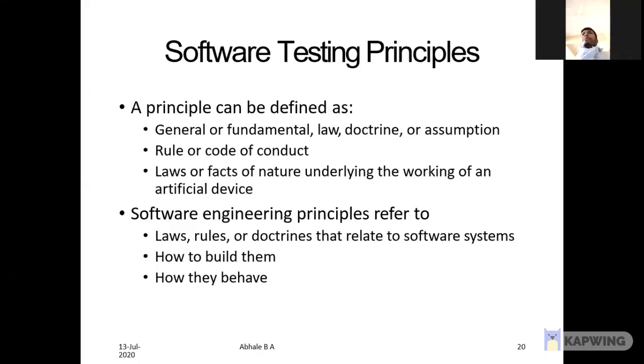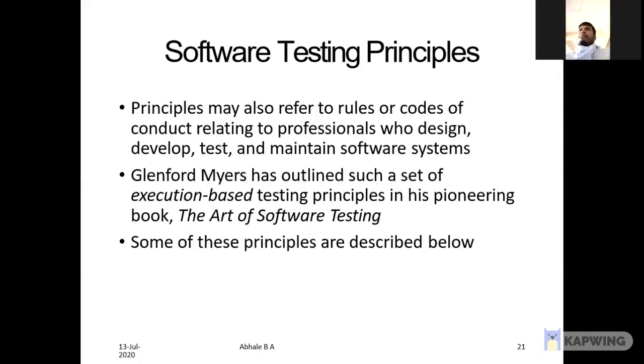Principles can be defined as a general or fundamental law, rule or code of conduct, laws or facts of nature underlying the working of artificial devices. That is what a principle defines: what laws are made, what the fundamentals regarding testing are. Software engineering principles refer to the laws and rules, how to build them, how they behave, all maintained in a principle. So we'll start with software engineering principles.